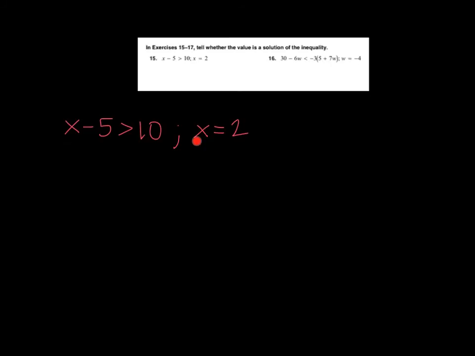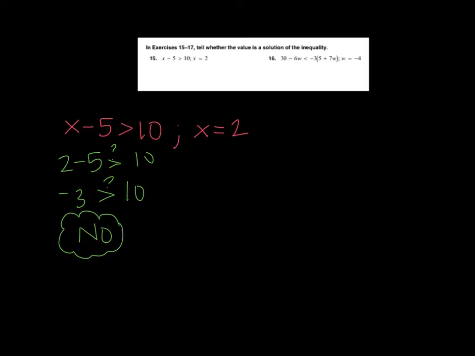So we want to know, could x equal 2? If it's a solution, that means if I took 2 and put it where x is, then this inequality would remain true. So 2 minus 5, is that greater than 10? Okay, that's the question we're asking ourselves. Well, 2 minus 5 is negative 3. Is negative 3 greater than 10? And the answer is no, it's not. So therefore, 2 could not be a solution of this inequality because it didn't work. Okay? All right, so let's go ahead and look at number 16.